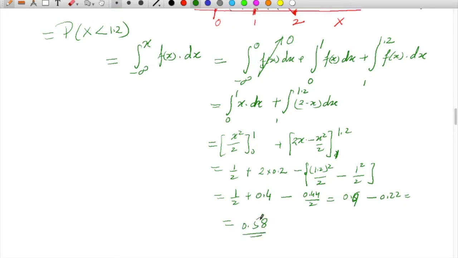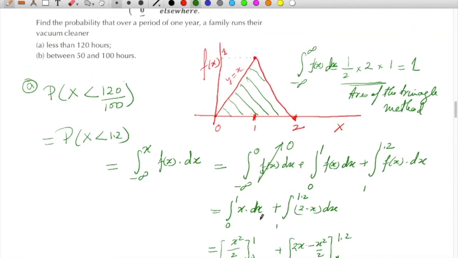Now if we want to see this over the curve, then 1.2 will be somewhere here. So definitely it is going to cover the region which is this one. So this area under the curve is nothing but representing this probability.